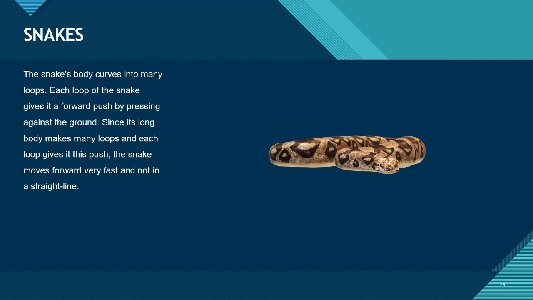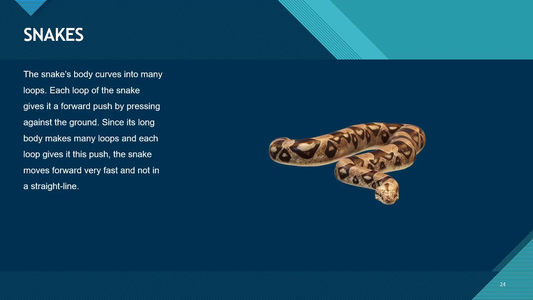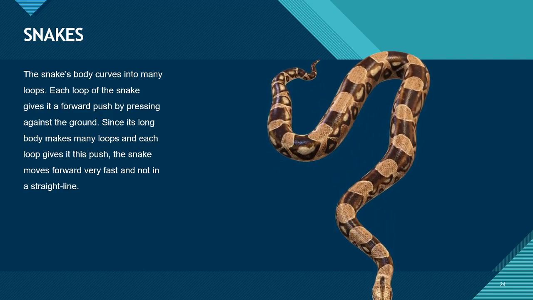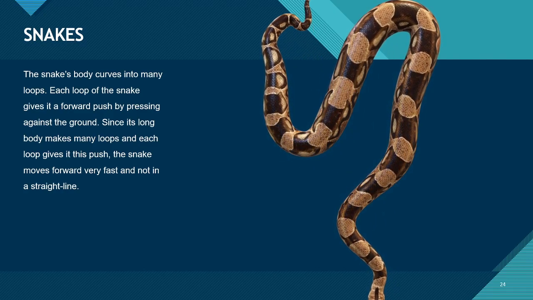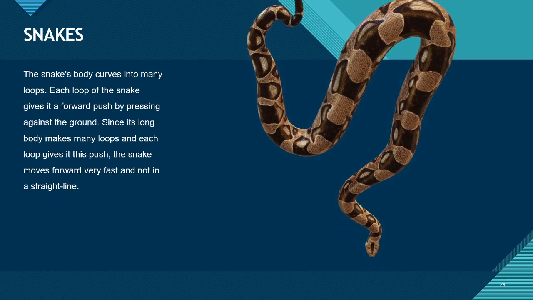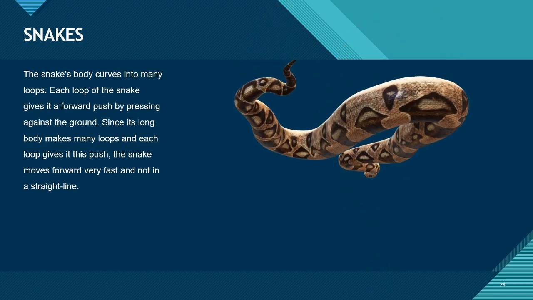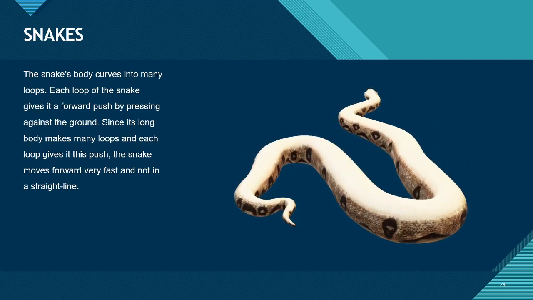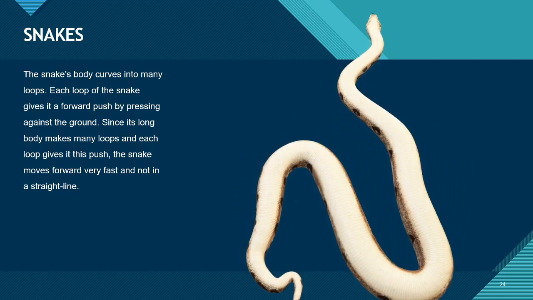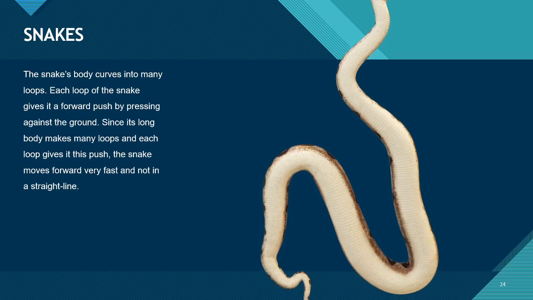The snake body curves into many loops. Each loop of the snake gives it a forward push by pressing against the ground. Since its long body makes loops and each loop gives a push, the snake moves forward very fast and not in a straight line. Here you can see the 3D figure of the snake also. This is how the snake looks from the downside.